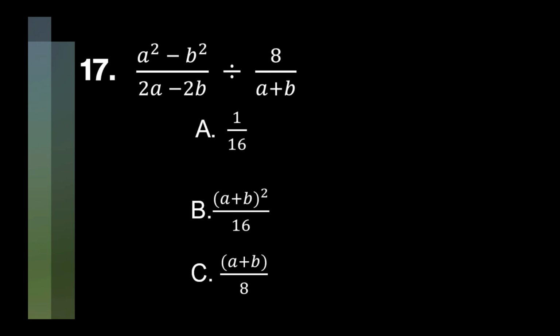Number 17. a squared minus b squared all over 2a minus 2b divided by 8 over a plus b. Letter A, 1 over 16. Letter B, the square of a plus b all over 16. Or letter C, a plus b all over 8.